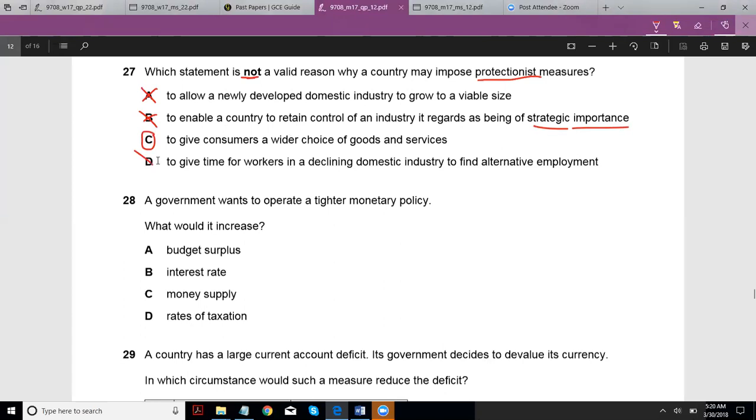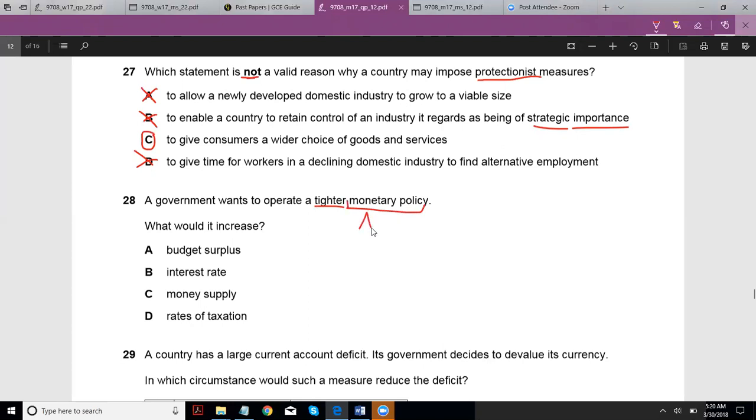That is also a valid argument. It's the sunset industry argument. So your answer would be C. Our government wants to operate a tighter monetary policy.